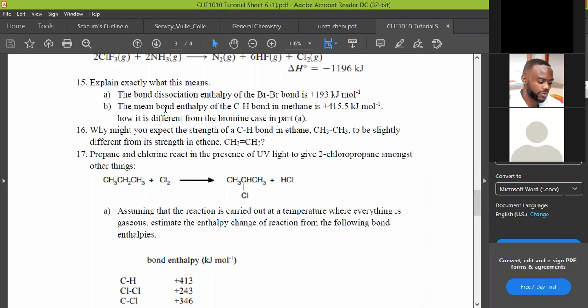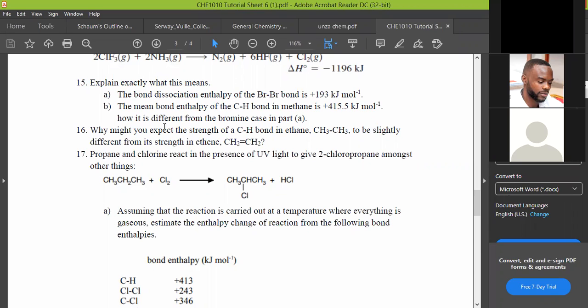The mean, the average bond energy contained between the carbon and hydrogen bond in 1 mole of methane sample is, or if you want, you don't put sample, you just say contained in 1 mole of methane is 415.5 kilojoules. You have explained.